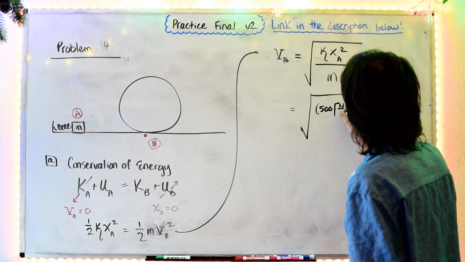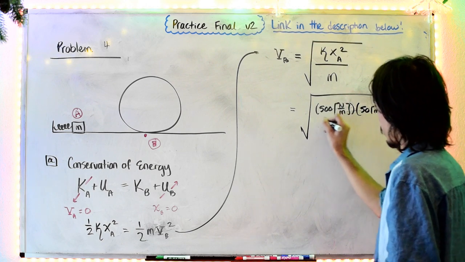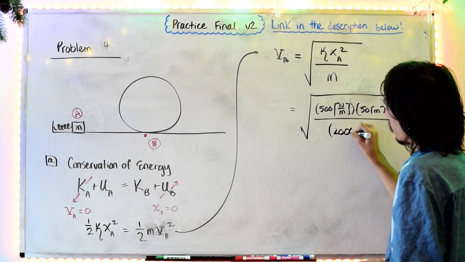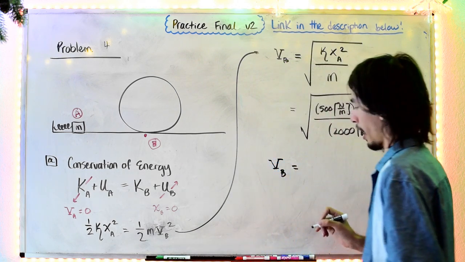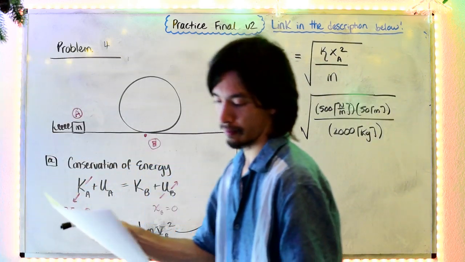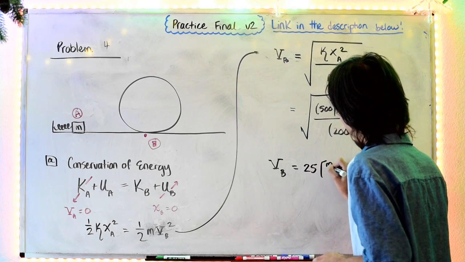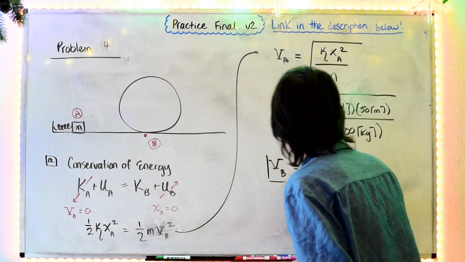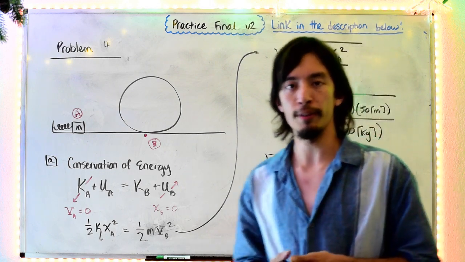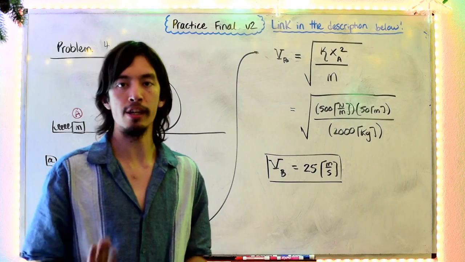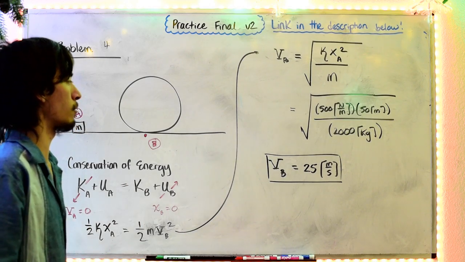So you solve for the speed at point B, plug in the values: 500 newtons per meter times the compressional distance of 50 meters, divided by the mass attached that you're moving, which is 2,000 kilograms, and the speed at B ends up being 25 meters per second. So we achieve a speed of about 25 meters per second, and if you want that in miles per hour, it's close to 60, 65 miles per hour.